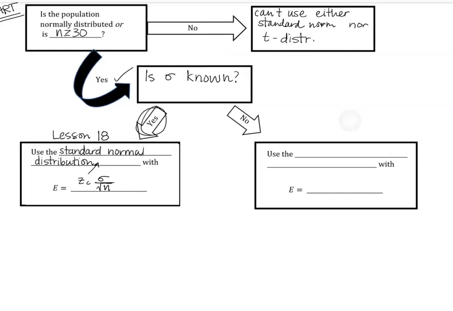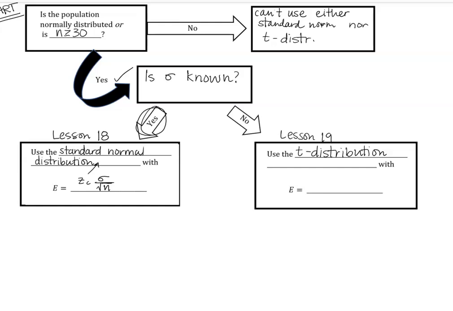If sigma is not known, if the answer to that question is no, then you are in lesson 19, and you will be using the t-distribution. That blank is kind of long. We don't have anything else to put there. But you will be using the t-distribution, and the formula for the error if you're using the t-distribution is t sub c. Well, I have something to put there now. Multiplied by s divided by the square root of n.